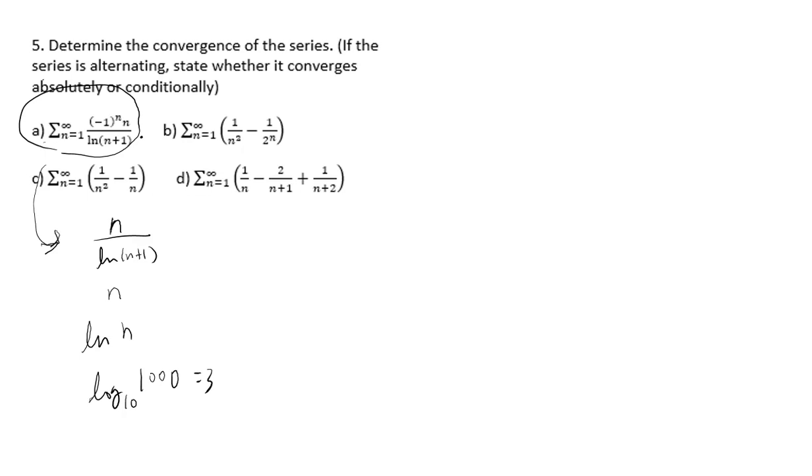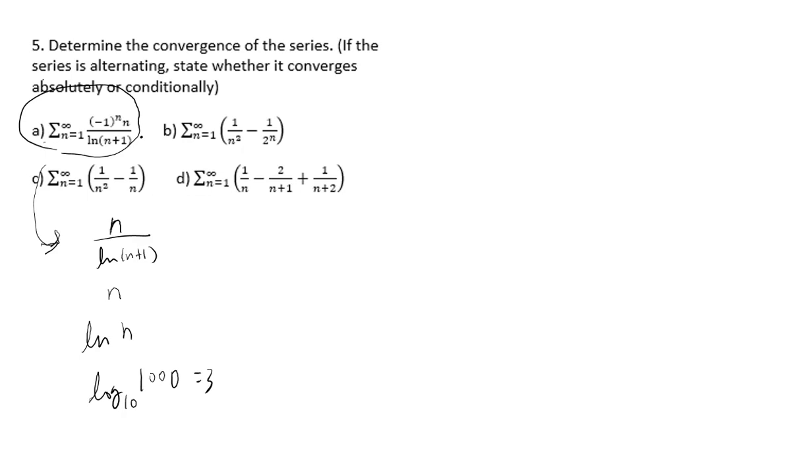So logarithms produce much smaller numbers than regular n, and therefore when you have n over log of n plus 1, the top will increase faster than the bottom. Okay? So that means this is going to go to infinity, and if that's going to infinity, then this won't converge at all. Now, how would you show that this actually goes to infinity?